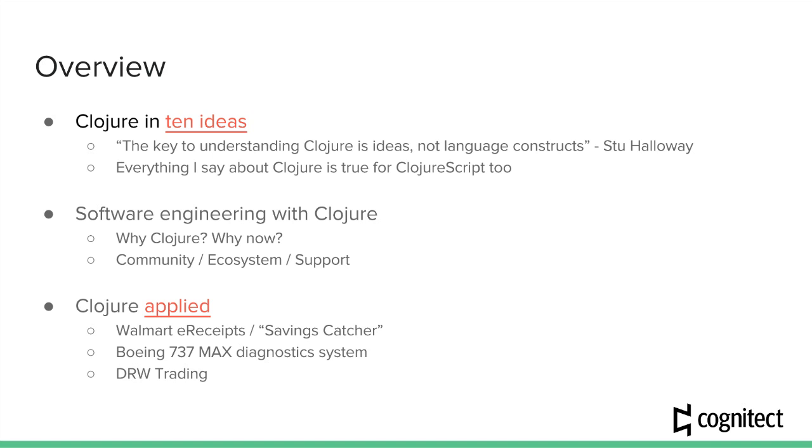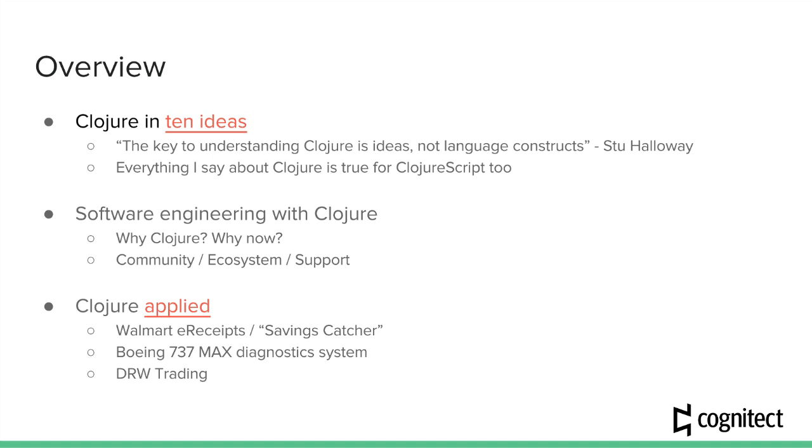After we look at these core ideas and get a sense of what Clojure is really all about, we'll look at Clojure through a software engineering lens, the macro reasons for choosing Clojure. Why Clojure? Why now? What are the aspects of the language that lend Clojure to solving harder, complex problems? We'll also talk about soft aspects of Clojure like the community, ecosystem, and support. From there, we'll move on to Clojure being applied to solve real-world problems.